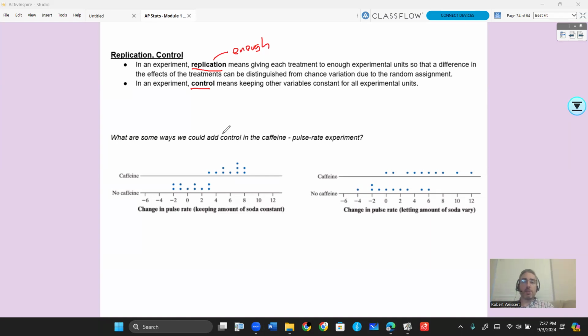Let's talk about the caffeine versus pulse rate experiment. If we keep the amount of soda constant, in other words, if we give everybody the same amount of soda, we might see a bigger difference in the results. But let's say somebody in the group just drank a whole 2 liter of caffeinated soda, and one person in the caffeine group drank just a cup of it. Are there going to be big differences in the amount of caffeine they drink? Absolutely. So we want to be consistent when adding control. So it doesn't always have to be a placebo group when I'm talking about control. It means making sure that there's a lot of consistency when you're giving those treatment groups.